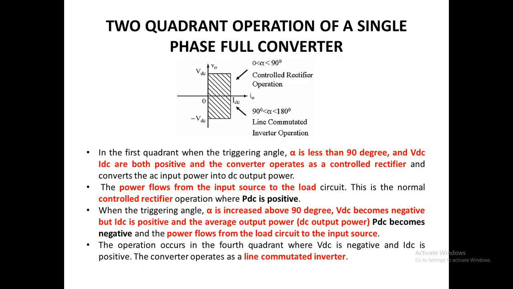So this is a two quadrant converter. That is, the single phase fully controlled converter is a two quadrant converter for the RL load. So for alpha less than 90 degree, that is 0 to 90 degree, it will be controlled rectifier operation. For alpha greater than 90 degree, that is 90 to 180 degree, it is line commutated inverter operation. So here we can see, this is the rectifying mode and this is the inverting mode. So here it is called controlled rectifier, here it is called line commutated inverter. So here the power will be positive, here the power will be negative. Here VDC and IDC are positive, so the power is positive. Here VDC is negative, current will always be positive, so the power will be negative.